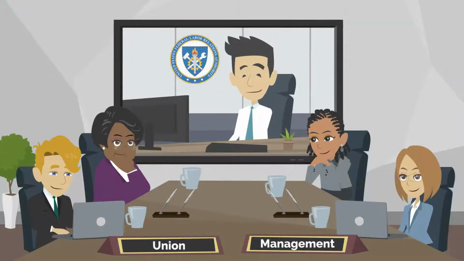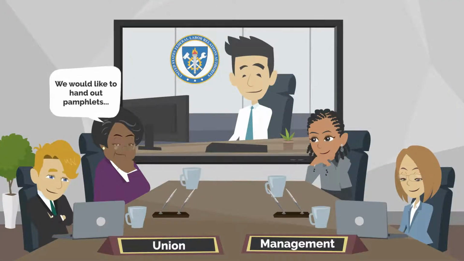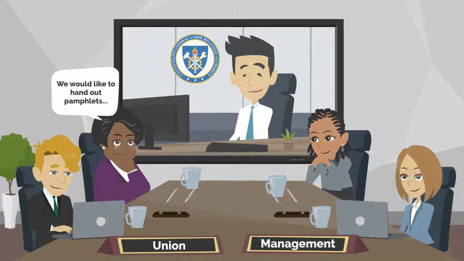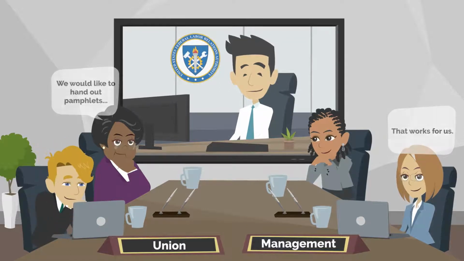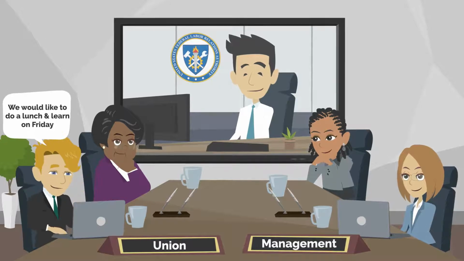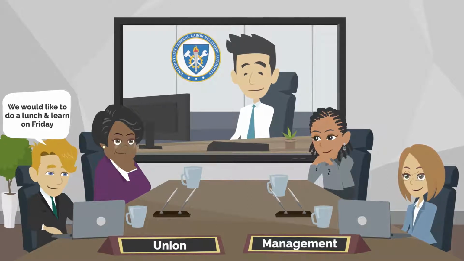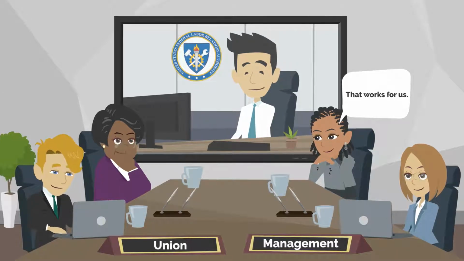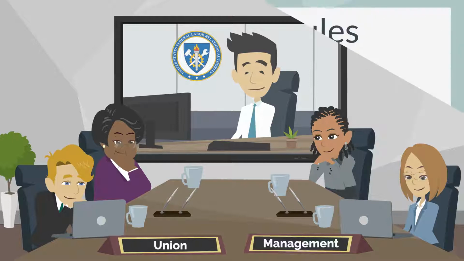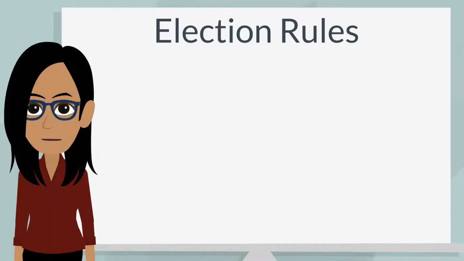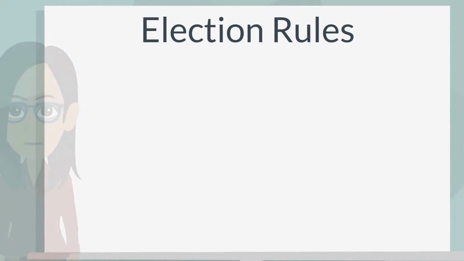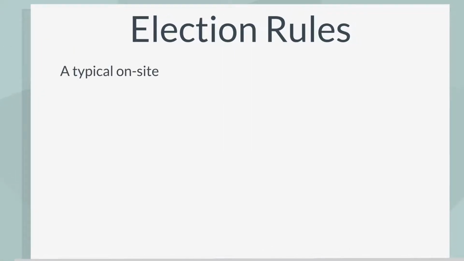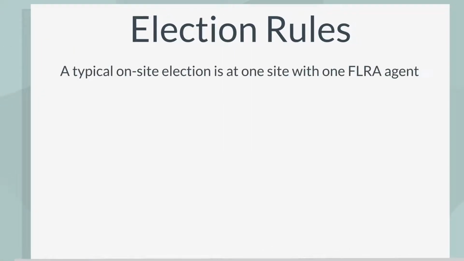Another important thing is that the agency is required to remain neutral during the election process, but the parties can agree on electioneering issues such as campaigning and distribution of election materials. The FLRA does not police these agreements, and any objections regarding electioneering will not be investigated until after the election, except in rare circumstances. Regardless of any agreement between the parties, there are specific rules the parties must follow, especially with on-site elections. A typical on-site election involves one site and one FLRA agent. However, this depends on the number of voters and where they are located.